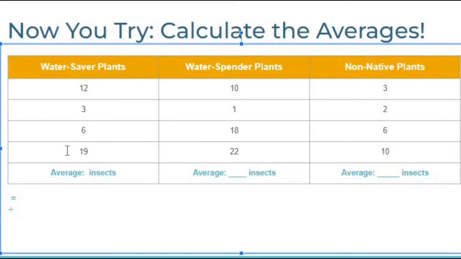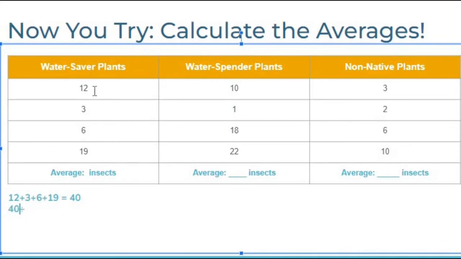So let's try finding the average number of insects collected in our water saver plants. So to make our average, first we're going to add all of the numbers together. So 12 plus 3 plus 6 plus 19. And that equals 40.